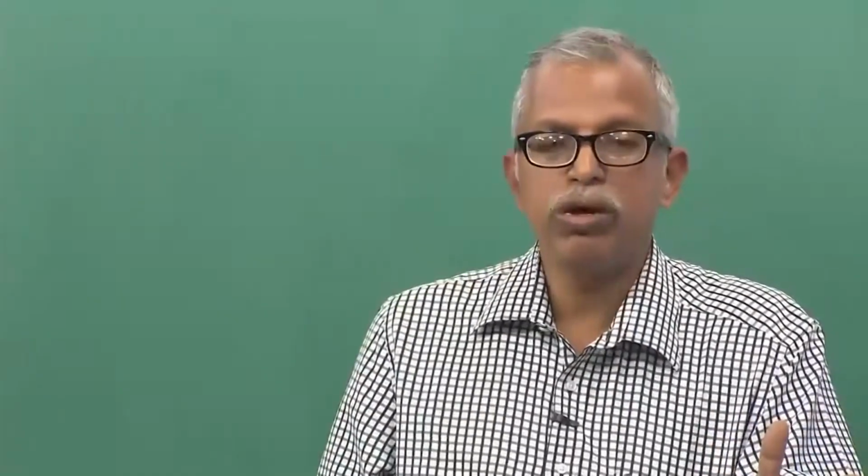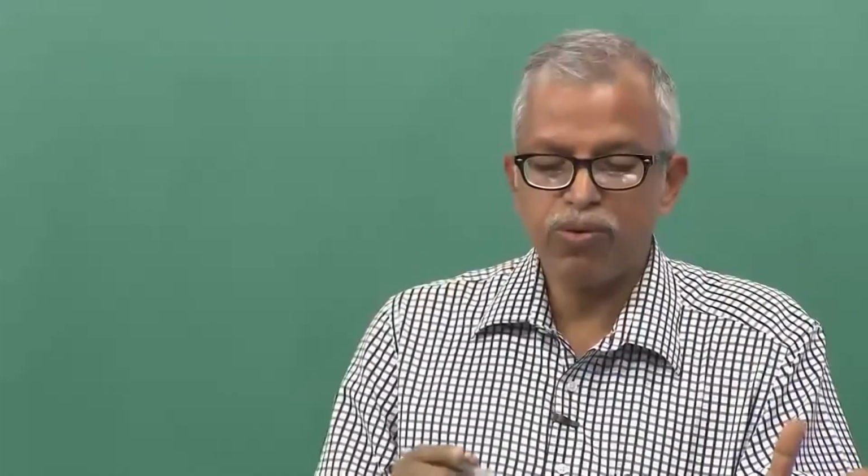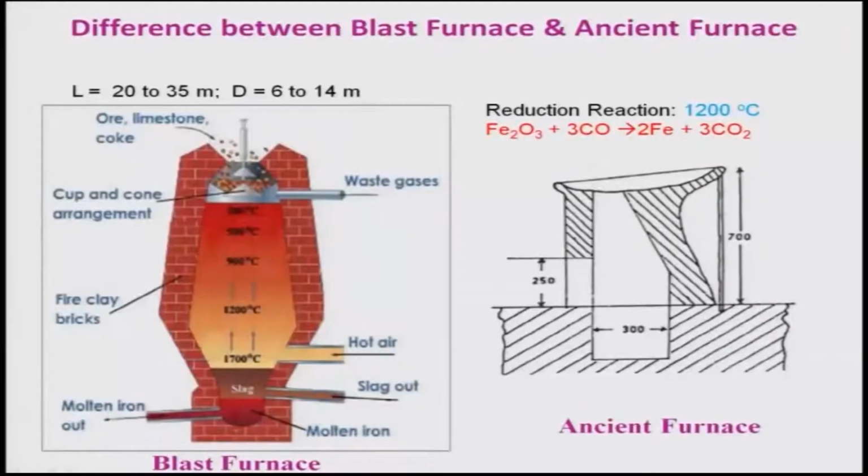Now we will discuss the difference between the blast furnace, which is used for iron in modern times, and the ancient furnaces. This is one of the workhorses for producing iron from iron ore, and it is quite huge. This furnace contains iron ore, limestone and coke, which they put in here, and the temperature is maintained. These are fire clay and bricks, of course lining will be there, and this is the cup and cone arrangement so that the flow is very nice and the temperature is maintained properly, which is very important. The maximum temperature can go up to 1700, and you will be using hot air.